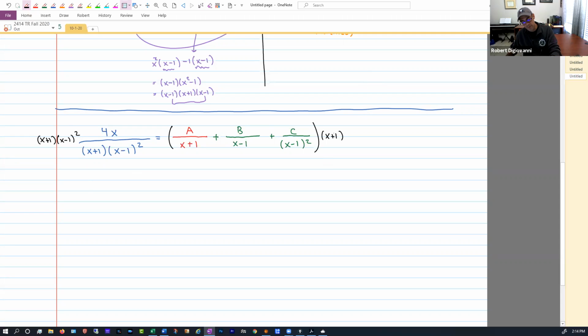This will always get rid of the fractions. That's why we do it. On the left side, all we have is 4x. On the right side, we've got to go here, here, and here.